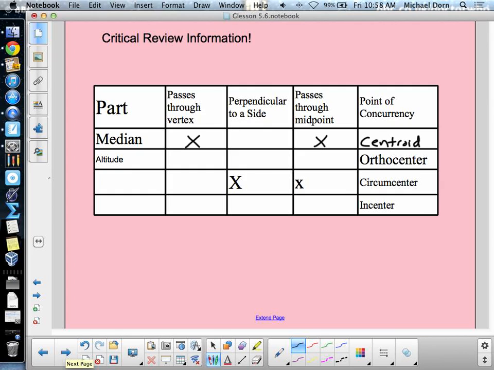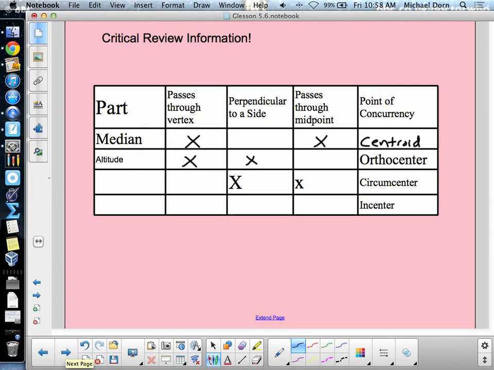The altitude. We didn't spend a lot of time with the altitude. I give you the point of concurrency because it doesn't do much. But does an altitude always go through a vertex? Yes, it does. Is an altitude always perpendicular to a side or an extension of a side? Yes. Does an altitude always go through the midpoint? No.